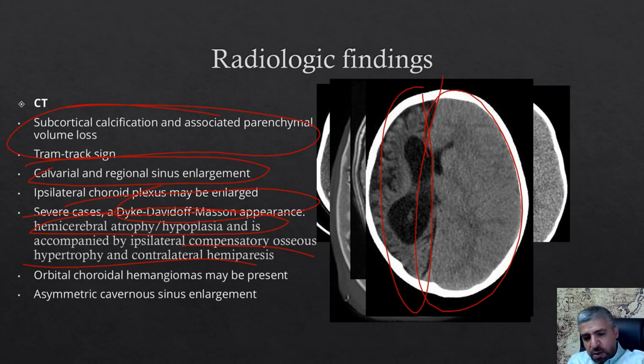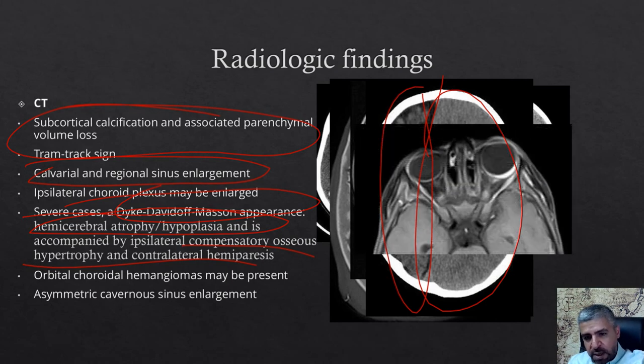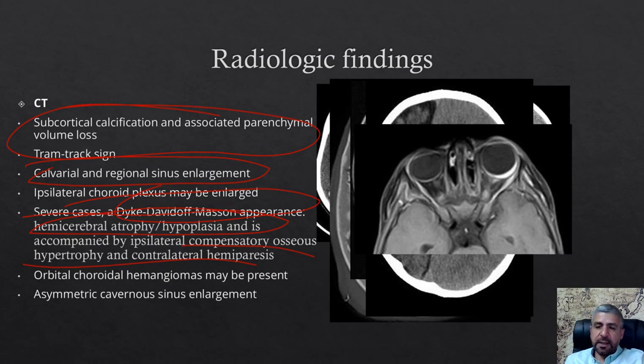This is seen usually in children or in neonates with congenital cerebral infarction leading to atrophy of one half of the brain, one hemisphere of the cerebrum, and hypertrophy of the second hemisphere of the cerebrum. Now, the other finding is also orbital choroidal hemangioma. You can see here orbital choroidal hemangioma, the thickening and the pattern of enhancement.